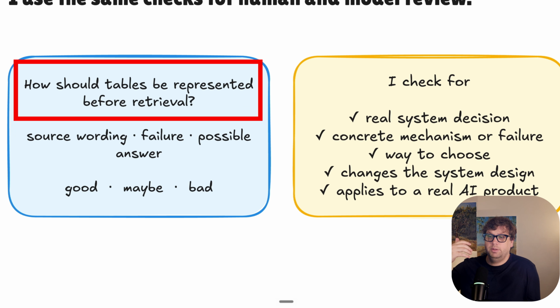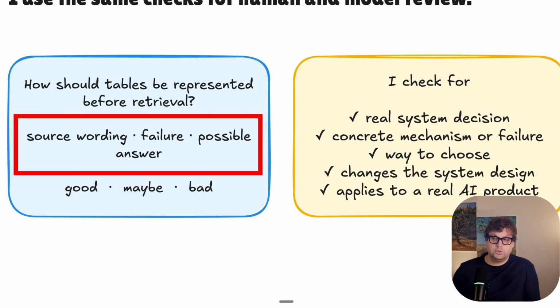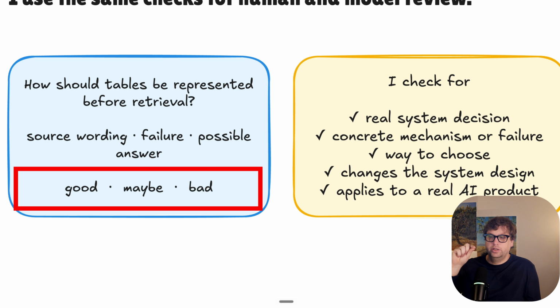So the question might be, how should tables be represented before retrieval? And so I have the source wording, the failure, and I'm going to click good, maybe, and bad. I've never looked in the maybe category, but it helps me make a decision quickly. Sometimes I look and I'm like, I don't know, maybe I could talk about it. I'm thinking about it. I say, oh, cool, I had it in the maybe pile. I'll come back to it later. I never have, but I might someday. And that lets me move on faster. And I just focus on the good.